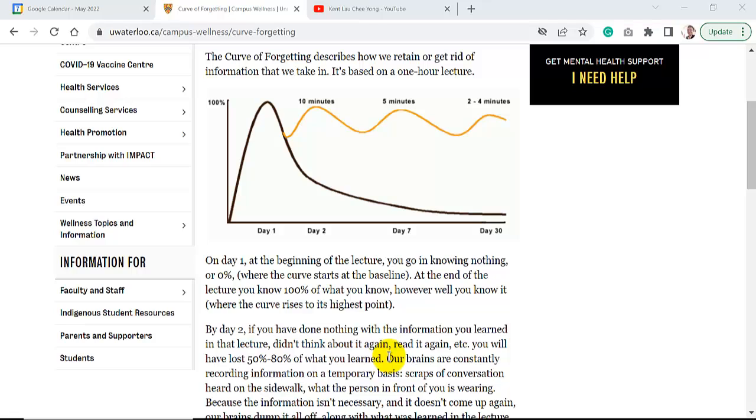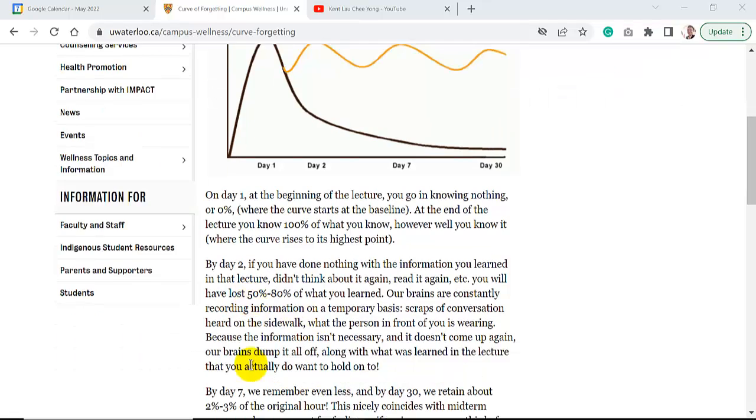Our brains are constantly recording information on a temporary basis. Scraps of conversation heard on the sidewalk, what the person in front of you is wearing. Because the information isn't necessary, it doesn't come up again, and our brain dumps it all off, along with what was learned in the lecture that you actually do want to hold on to.